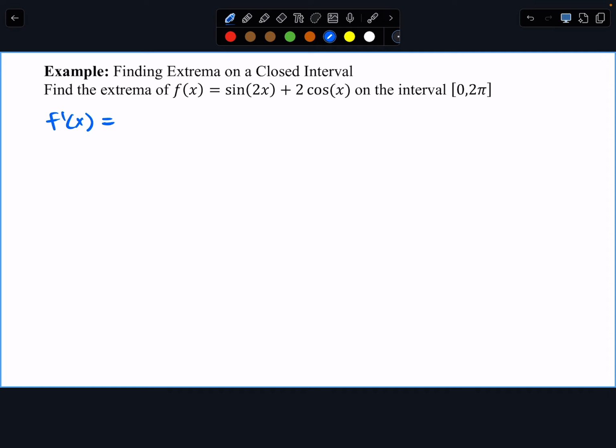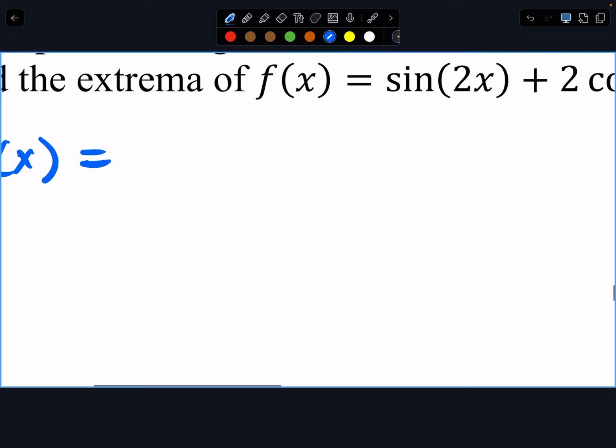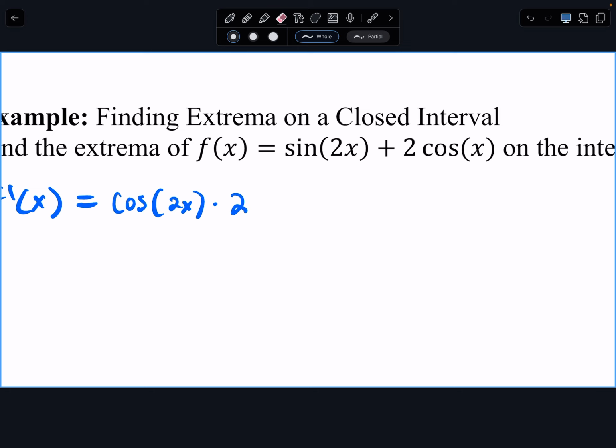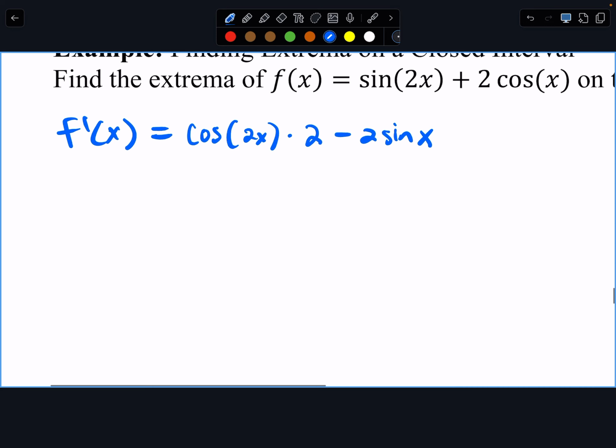It's just not necessary. Okay, so derivative of sine of 2x. So derivative of the outside would be cosine, leave the inside alone, times the derivative of the inside, times 2. And then derivative of cosine is negative sine, so minus 2 sine x. And then we can think about just setting this equal to 0.